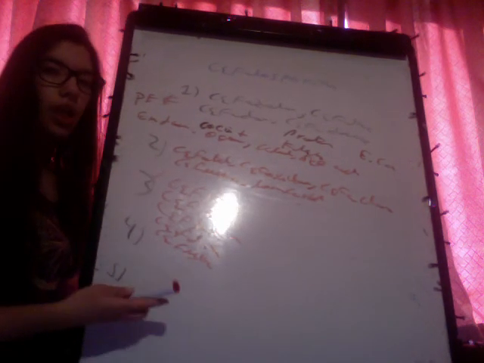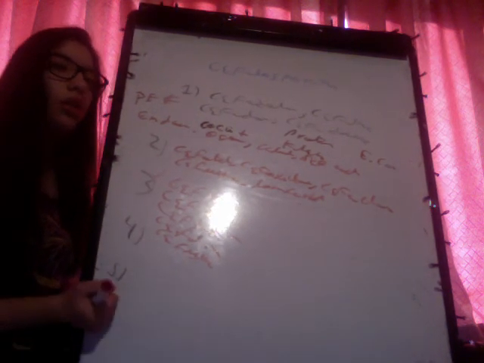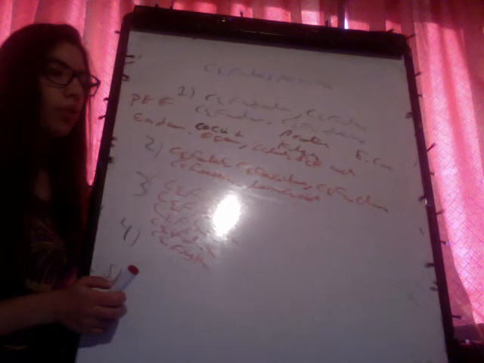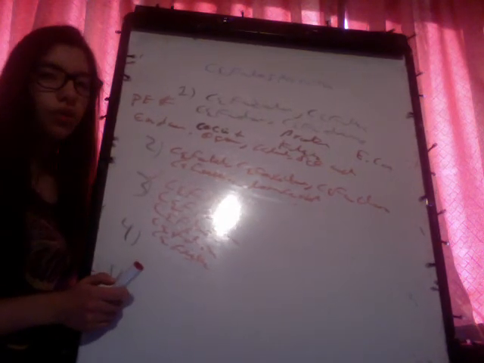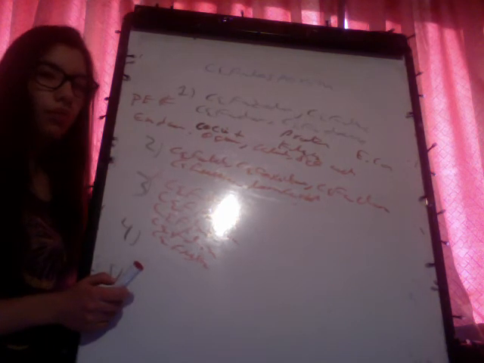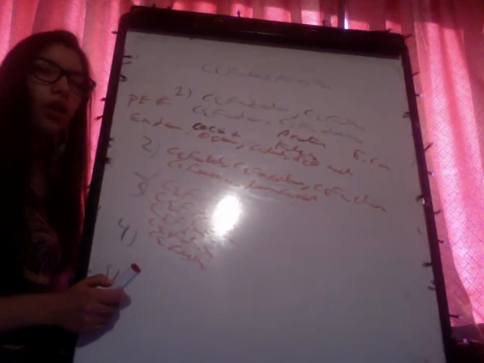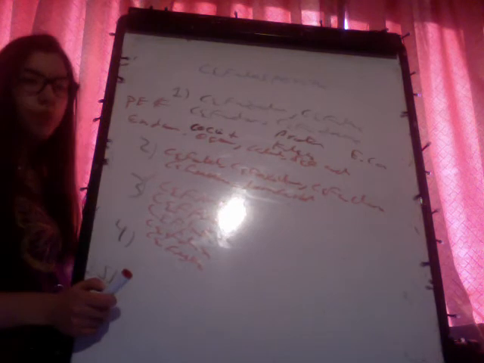Cefpodoxime does the same as ceftriaxone, just that it is mainly used in children in whom we don't want to give ceftriaxone, because ceftriaxone displaces the bilirubin from the albumin, and so the child has bilirubinemia and then kernicterus.